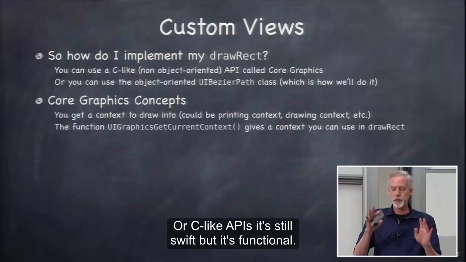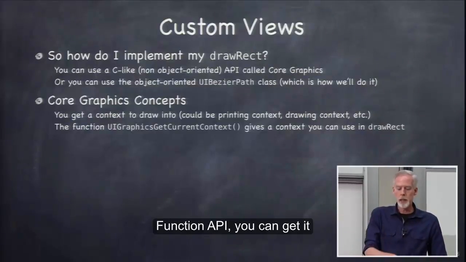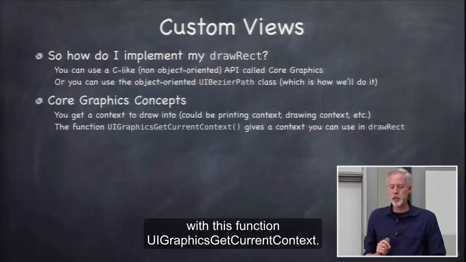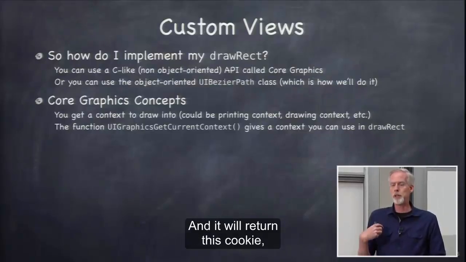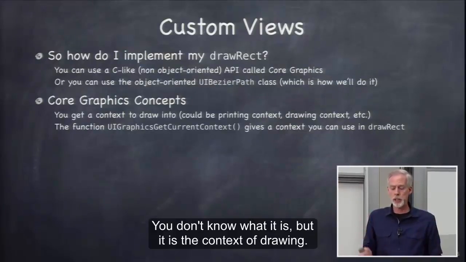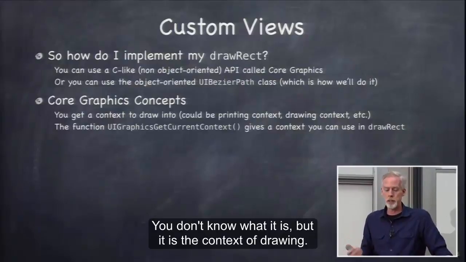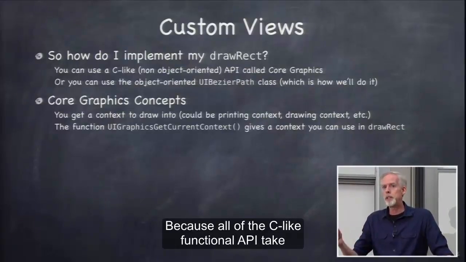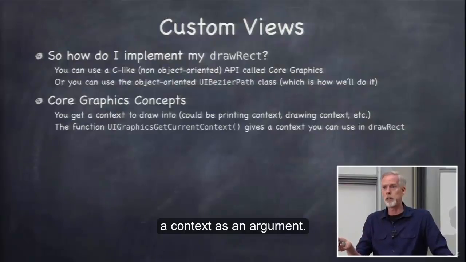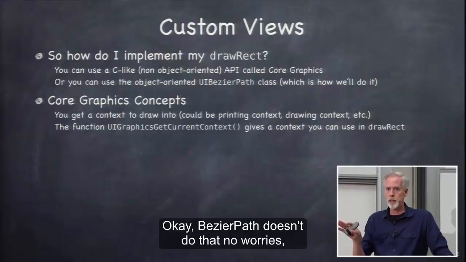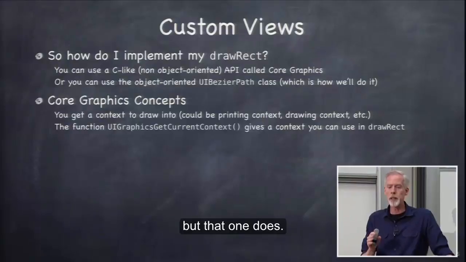It's still Swift, but it's a functional API. You can get it with the function UIGraphicsGetCurrentContext, and it'll return this cookie. It's just a magic cookie. You don't know what it is, but it is the context of drawing, because all of the C-like functional API take a context as an argument. Okay? The Bezier path doesn't do that, no worries, but that one does.